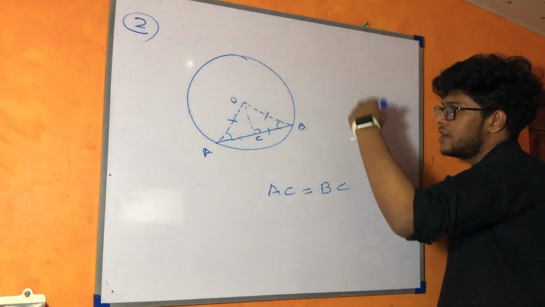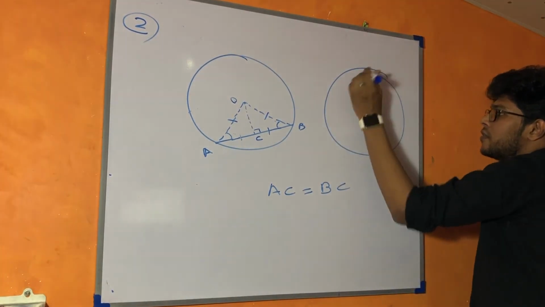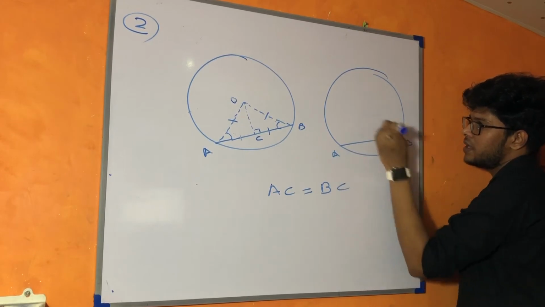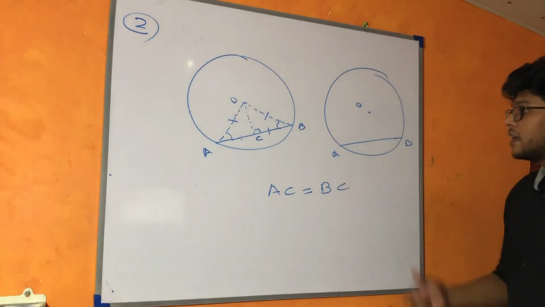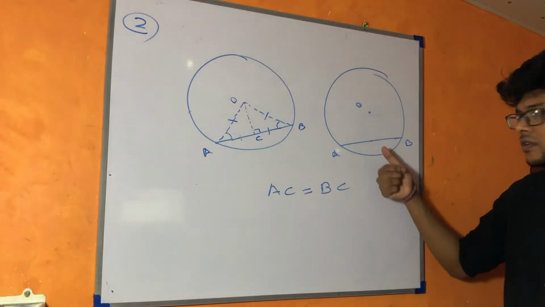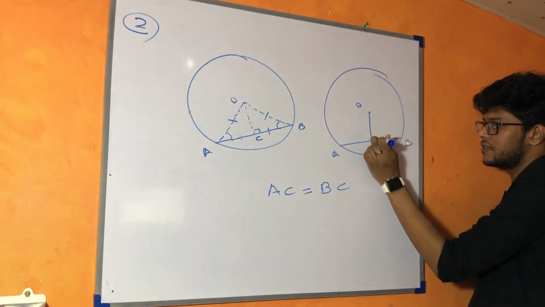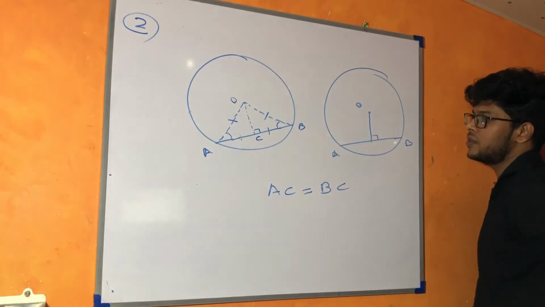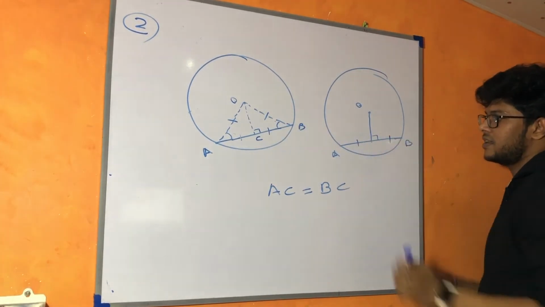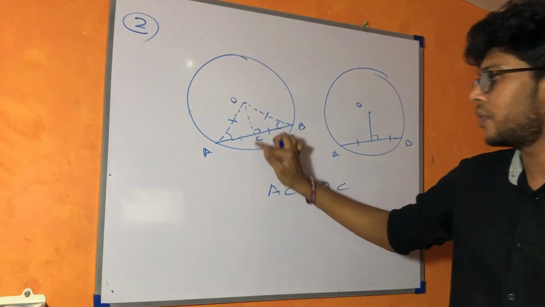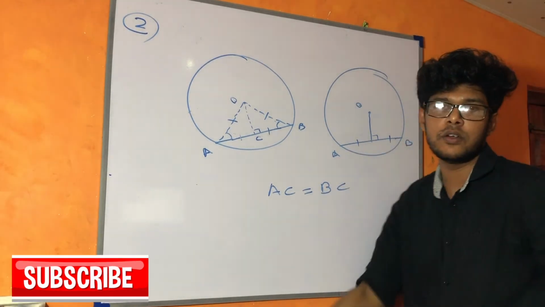Similarly, the other way. If there is a chord AB, you have the center. If you draw a line to the midpoint of this chord, the theorem says this is going to be perpendicular to AB. So if this is the midpoint, it is going to be perpendicular. Or if this is perpendicular, it is going to be the midpoint. Anyways, you can use it both ways.